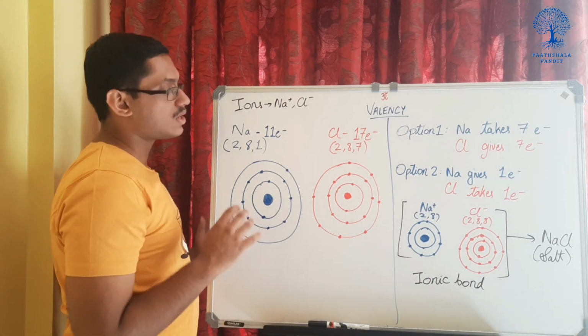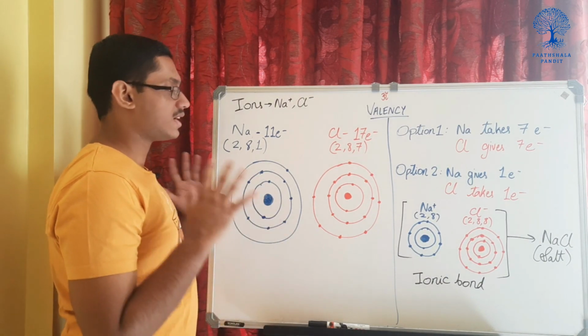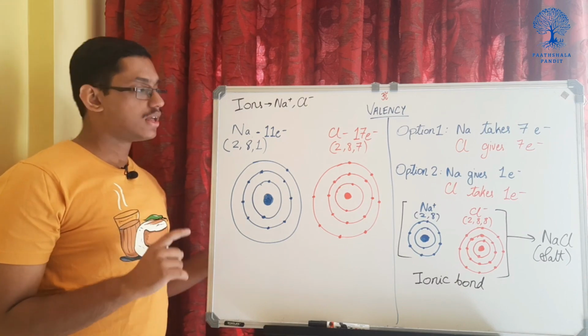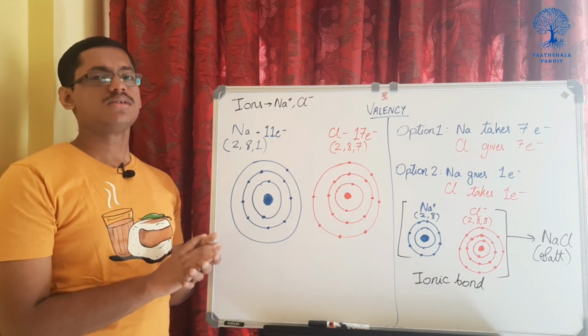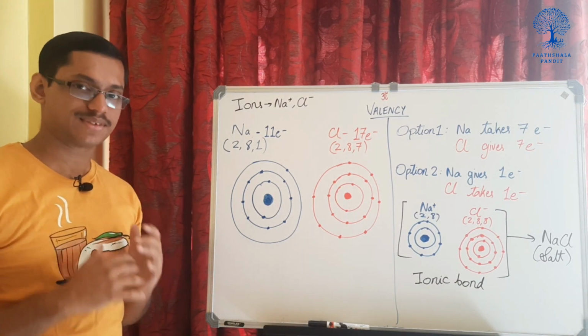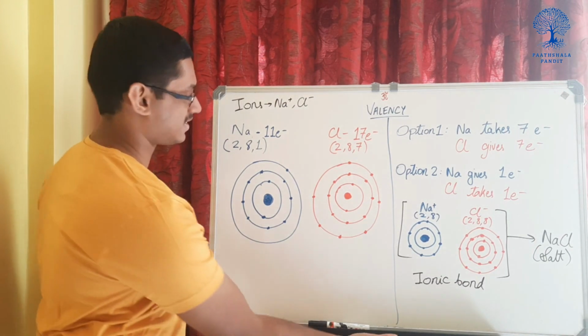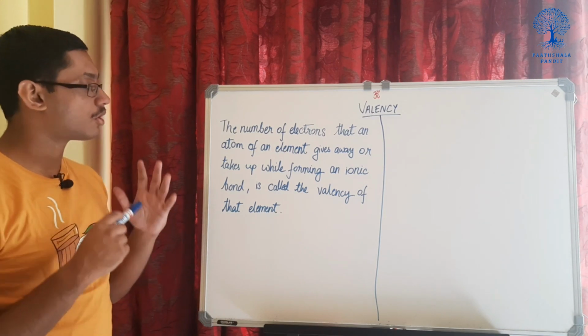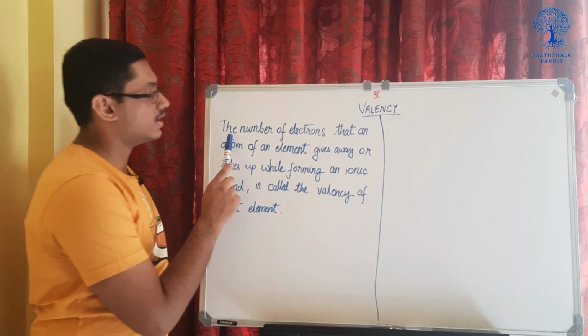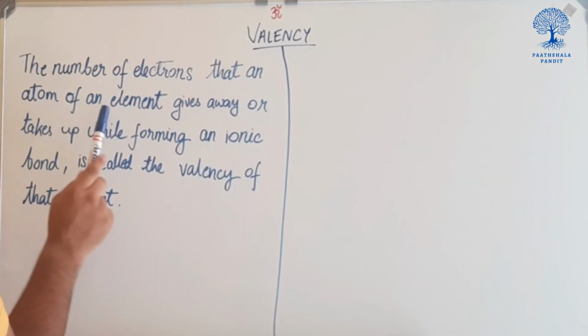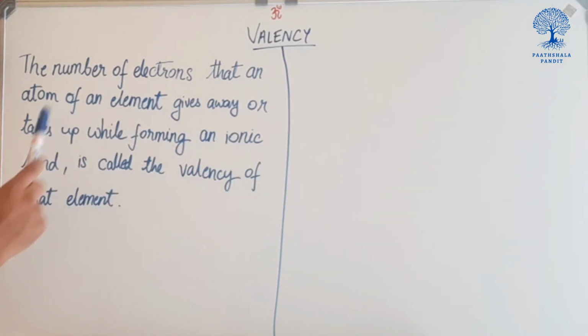So this is what is called valency. Now I am writing the proper definition, then you will completely understand what is actually happening. Let me first erase it. So now let's look at a proper definition of valency: the number of electrons that an atom of an element gives away or takes up.